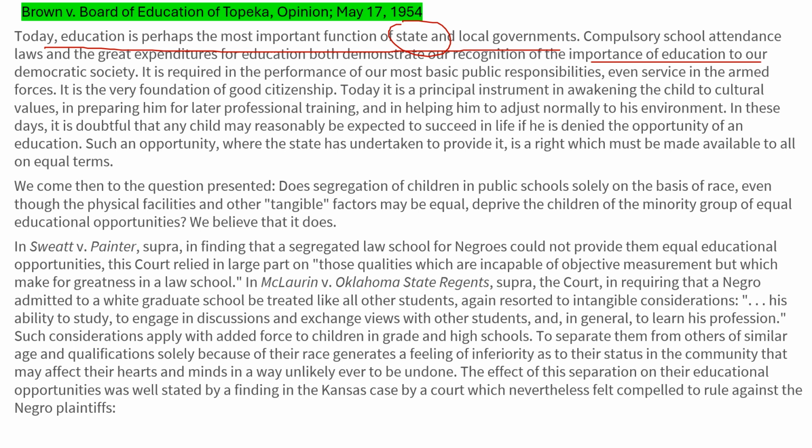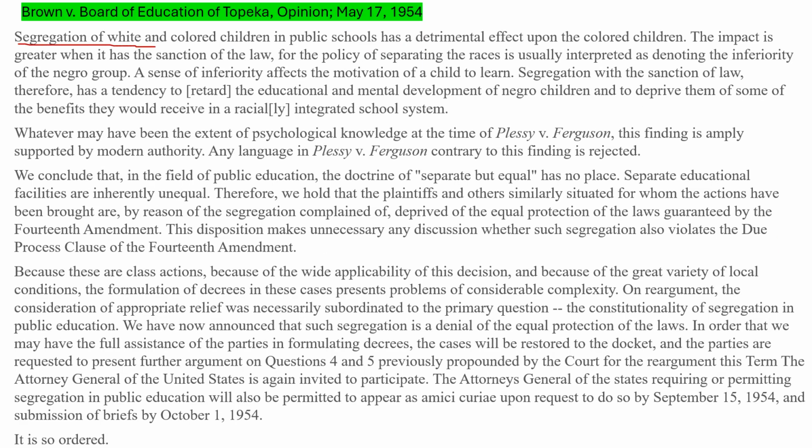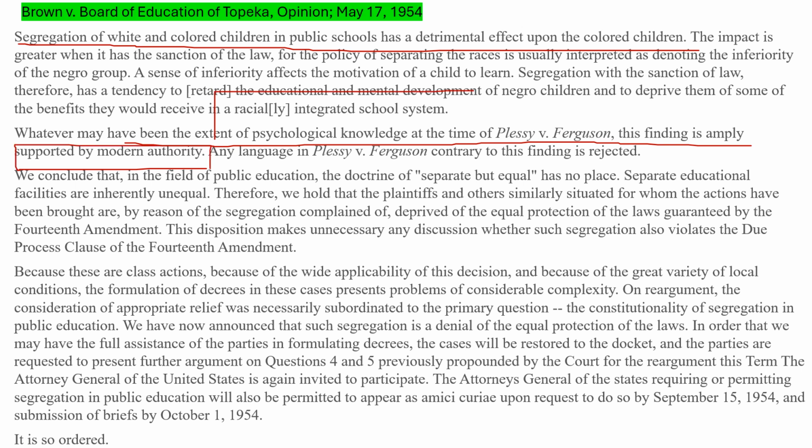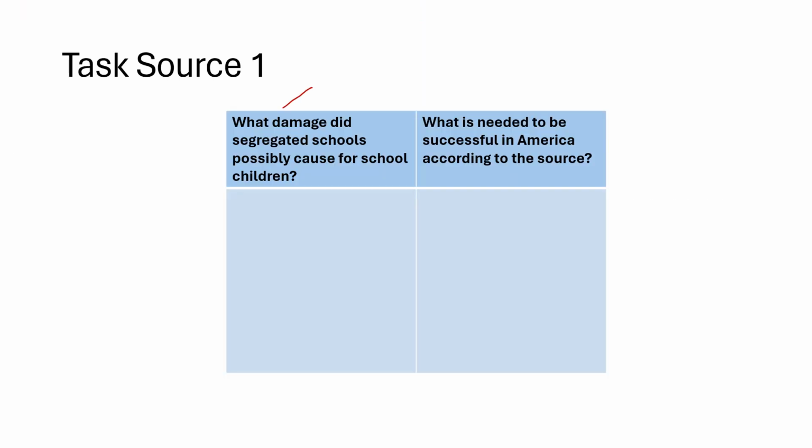They're recognizing that education is important, but then down here they question whether or not the separate facilities are actually going to help someone achieve success. Here the argument is that segregation has a detrimental effect upon the colored children. Whatever may have been the extent of psychological knowledge at the time of Plessy, this finding is amply supported by modern authority. So this is basically arguing that current information is challenging whether or not separate but equal through Plessy-Ferguson is actually possible. As we finish with source one, you want to analyze these two questions and complete your chart.